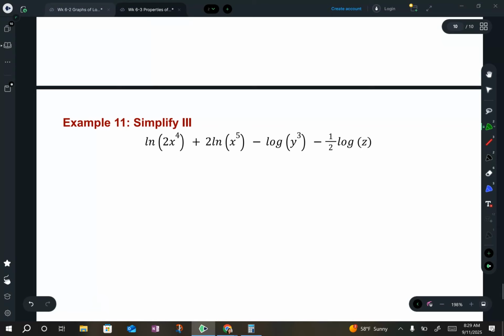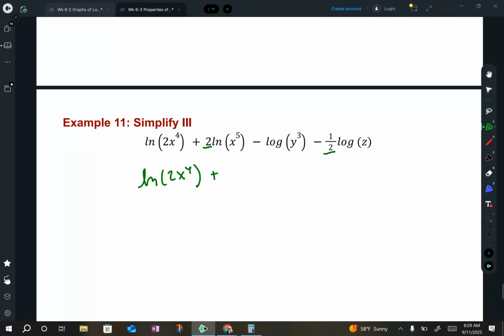All right, so we have natural log of 2x to the 4th plus 2 natural log of x to the 5th minus log of y cubed minus 1/2 log z. So the first thing I'm going to do is get rid of these coefficients. So it's going to be natural log of 2x to the 4th plus natural log of x to the 5th squared minus log y cubed minus log z to the 1/2.